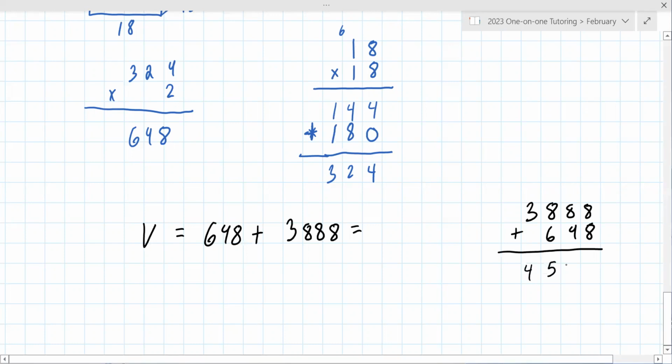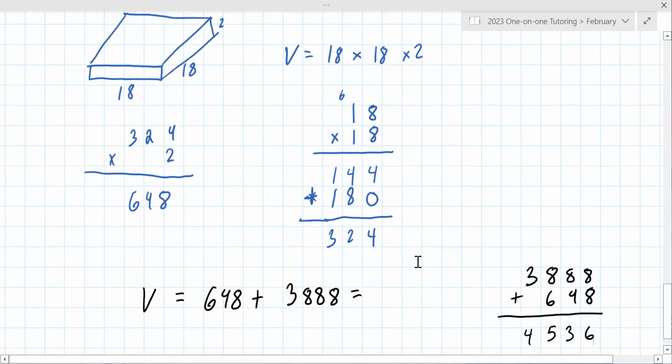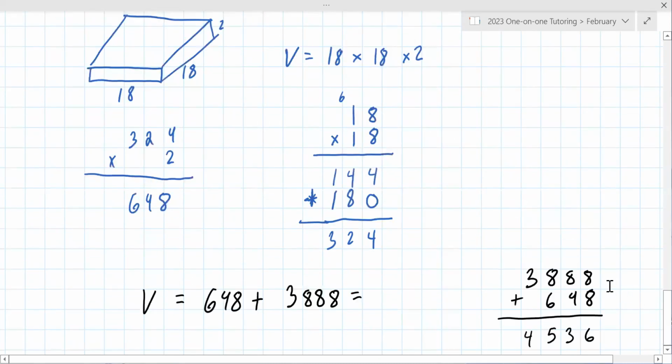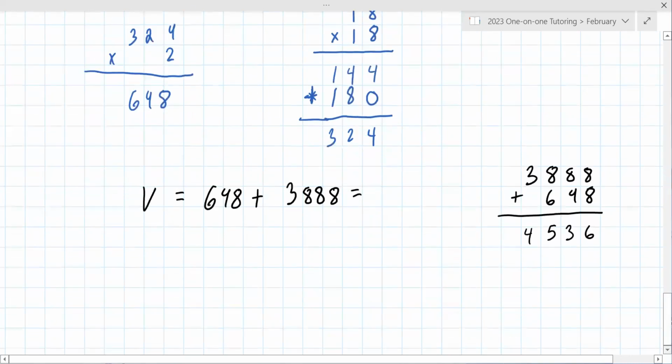Is it 4,536? Looks right to me. All right, really good. So then the units on that, the units are inches times inches times inches, or cubic inches. Cubic inches.